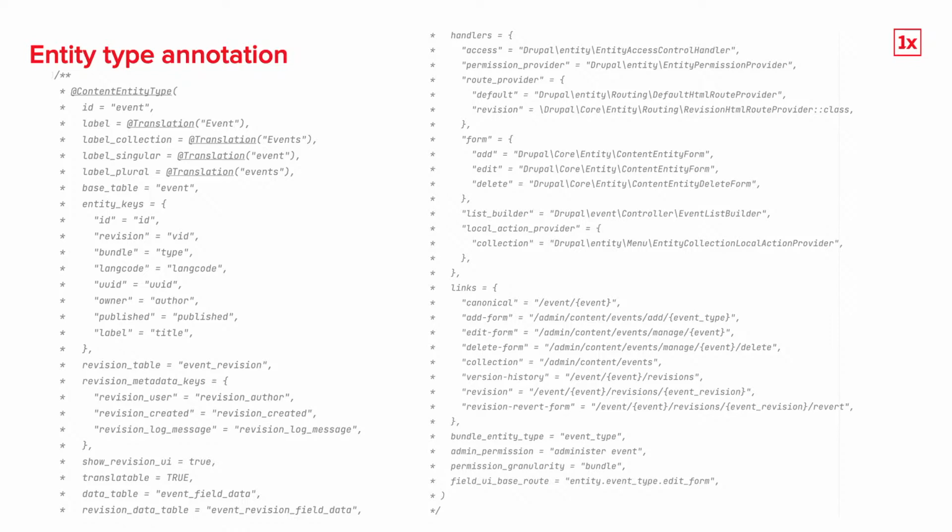And that's how the entity type annotation looks at a glance. We see that we started with just a basic 2-3 lines, and now we came up to 2 pages of entity annotation that contains all the different stuff for our entity.